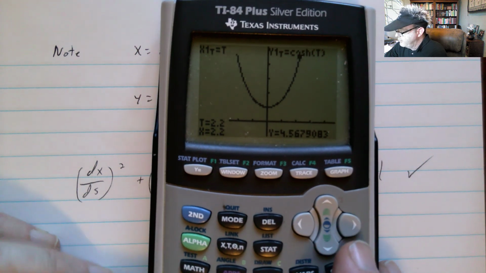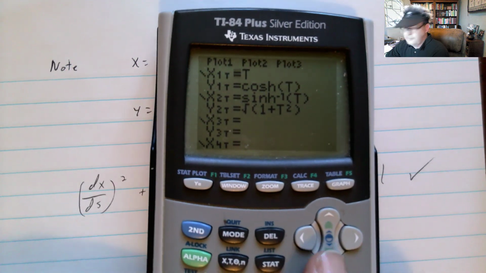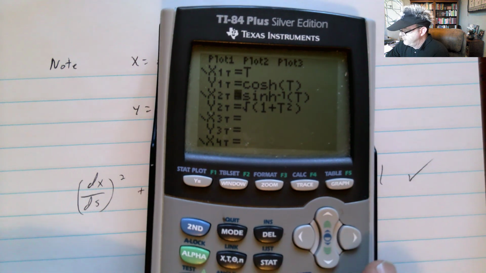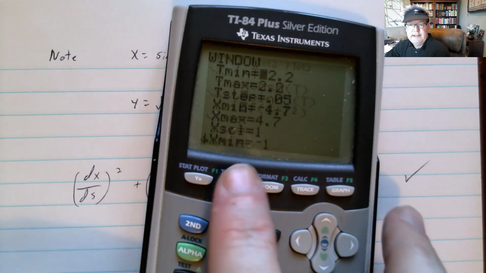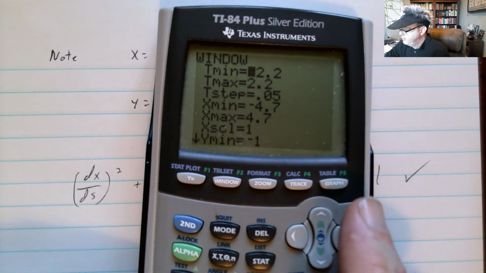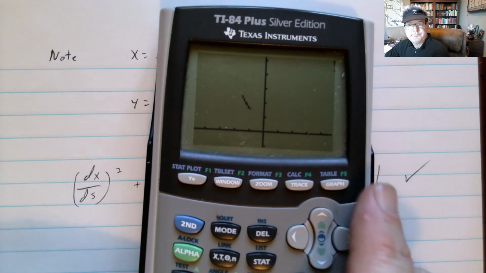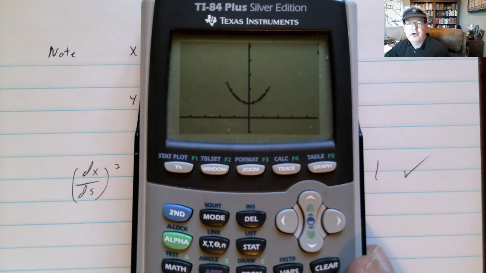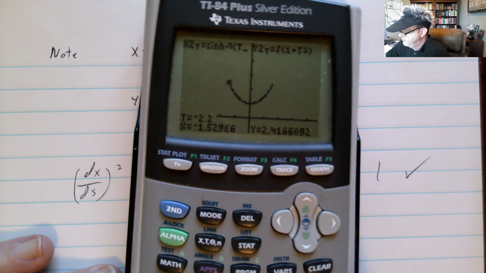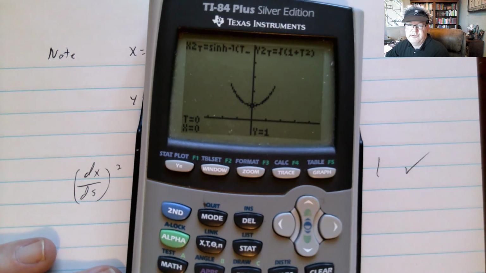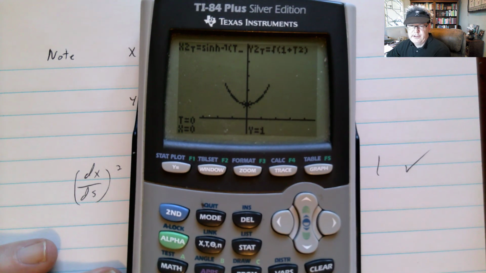If I look at the other curve, this is the same curve, but now it's the arc length parameterization. And I'll keep the window the same, negative 2.2 to 2.2. And it's the same curve, although it doesn't show as much. If I trace, let's go to 0. So that's my starting point. So an arc length parameterization is unique up to your starting point and direction.